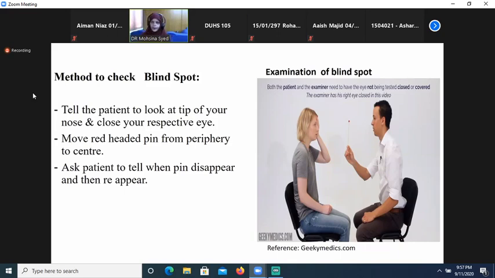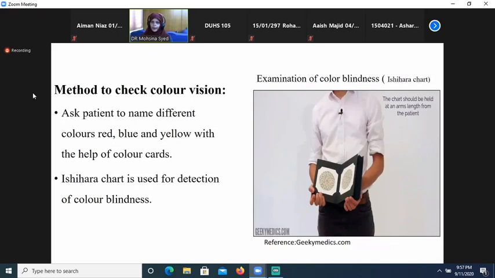Now, the color vision. Usually performed with the help of an Ishihara chart. This is an Ishihara chart. We show different colors to the patient, and we ask them to name the different colors. Usually patients are shown red, blue and yellow colors, and we detect color blindness.